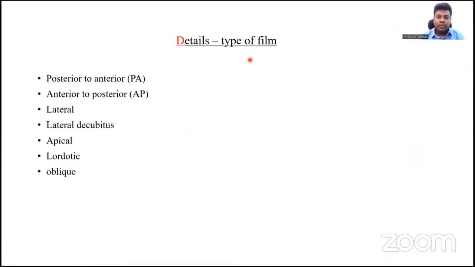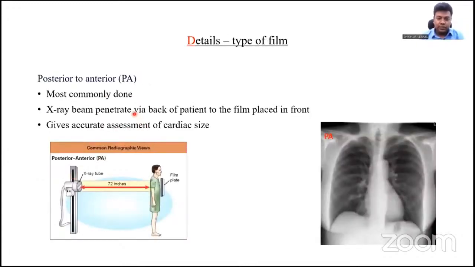So what are the types of films which are available? We can have a posterior to anterior film, PA film, anterior to posterior film, AP film, lateral decubitus film, apical film, lordotic film, and oblique film. So this is the most commonly used film. This is a PA film. It is most commonly done.